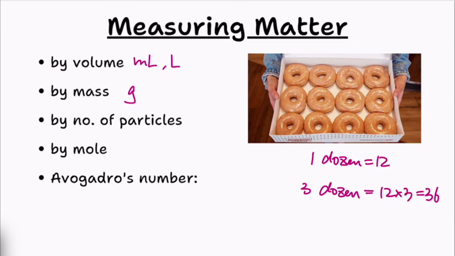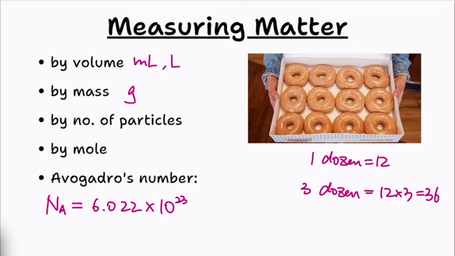We use the mole as a packet to represent a certain number of particles, and this number is Avogadro's number. So Na, Avogadro's number, is equal to 6.022 times 10 to the power of 23. So you have this many particles for 1 mole.